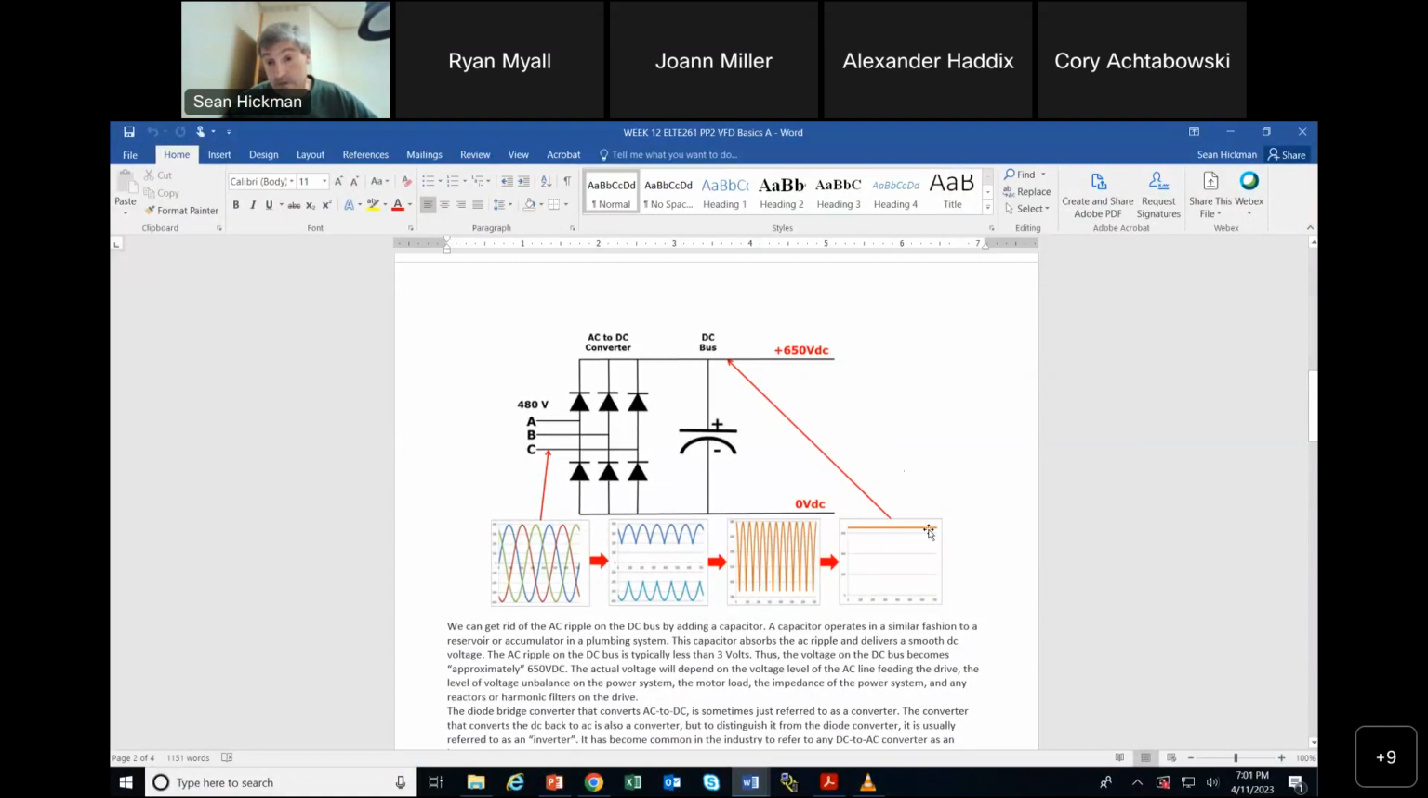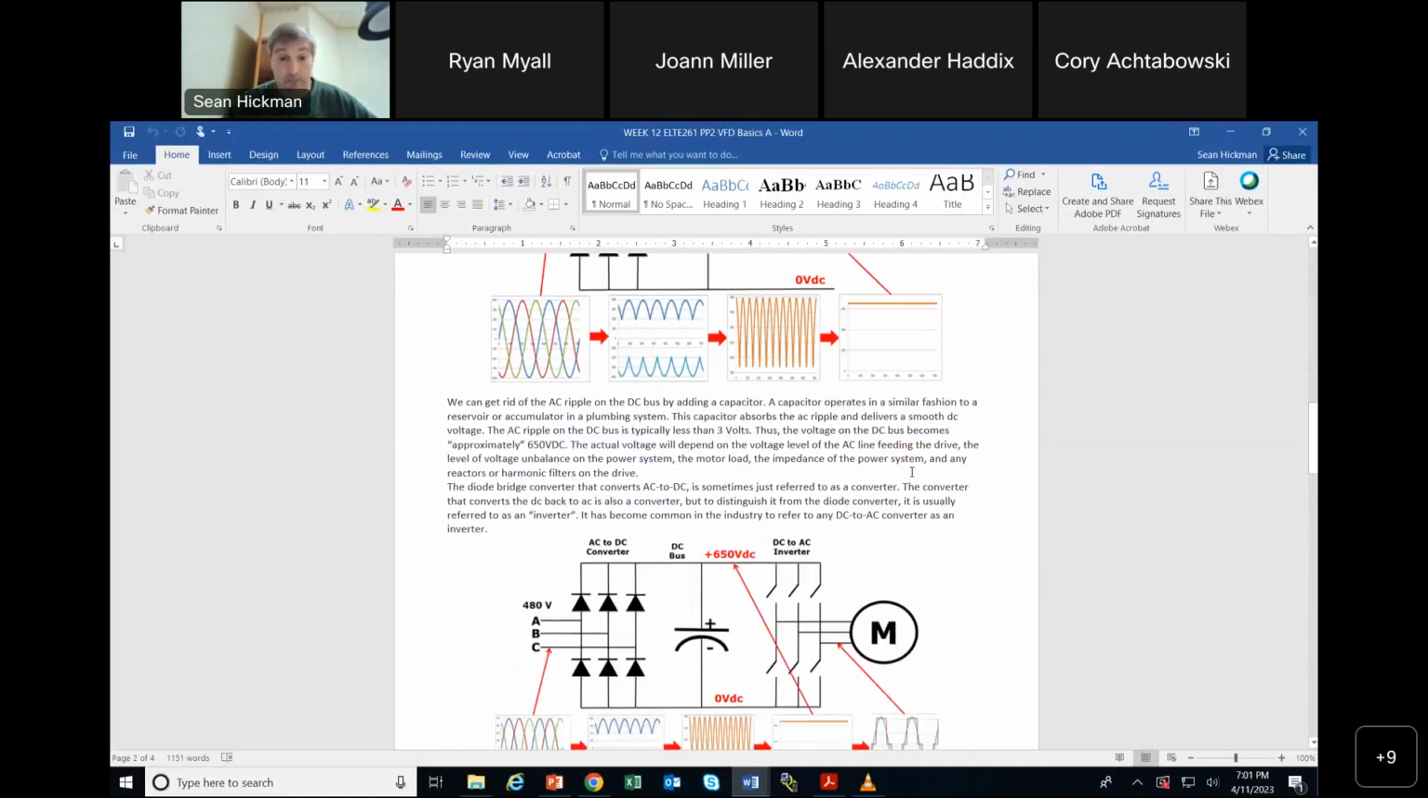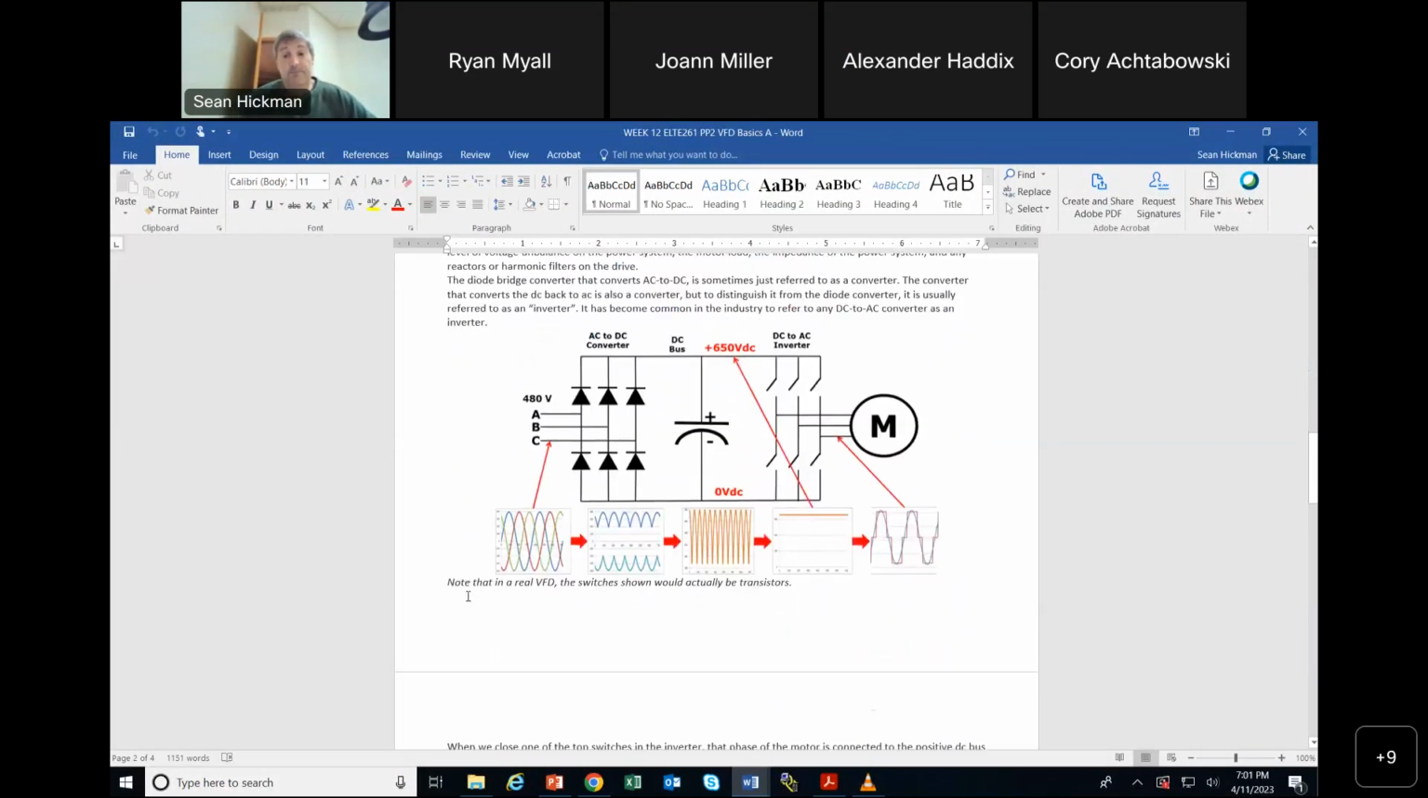All right. So you think, well, the RMS is 480. Yep, it is 480, but we're just taking the high side. So we're actually now using some very high voltage on this bus. All right. And then what we do, we have the inverter. So now we're going to open and close these switches here.